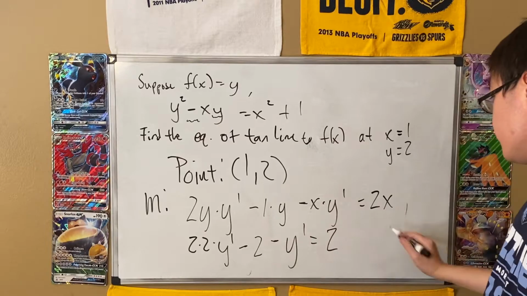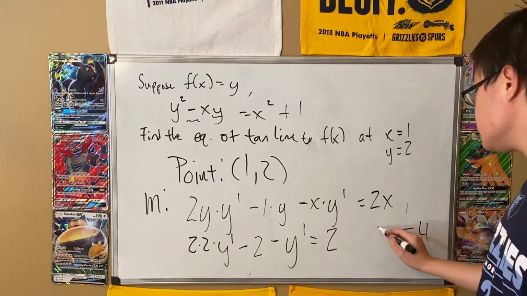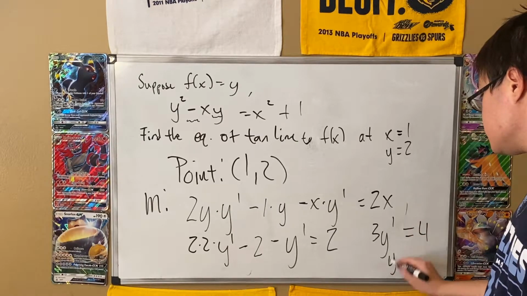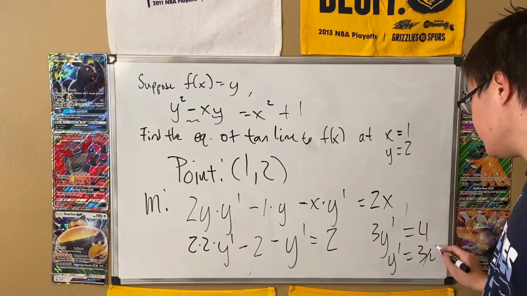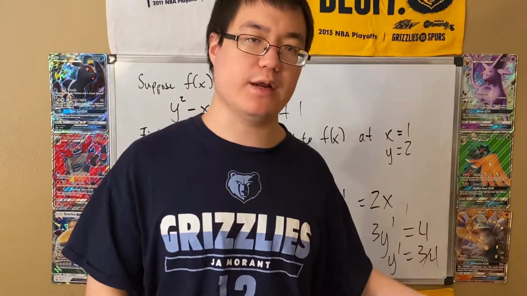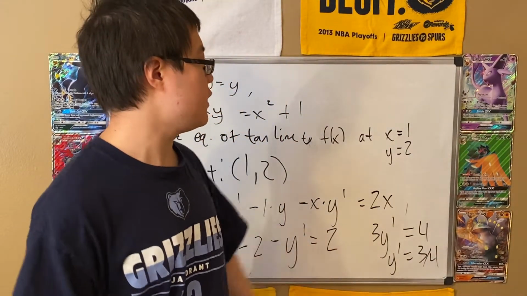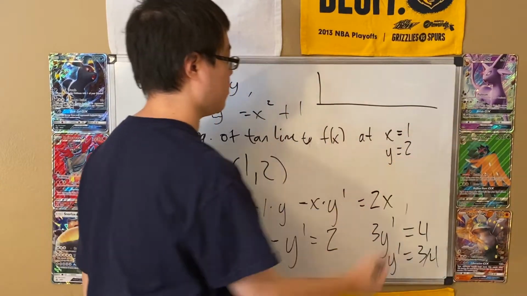If I bring the 2 over, it's going to be equal to 4, and then it's going to be 4y prime minus y prime. That's 3y prime. Looks like our answer is y prime equals 3/4, at least our slope. And now that we have the slope, we're happy because we're ready to go for the answer because we have a point and a slope where the slope is the derivative. So I'm going to put the answer in this nice little box here.